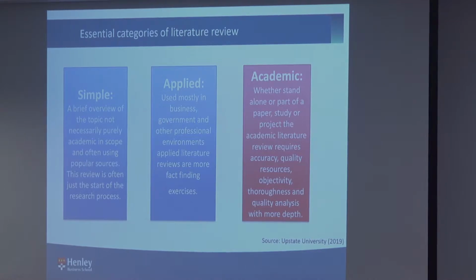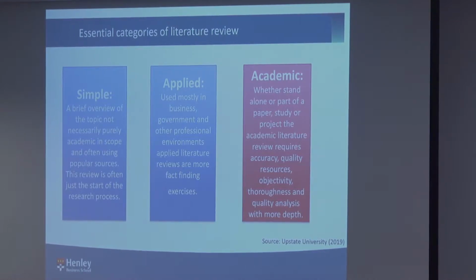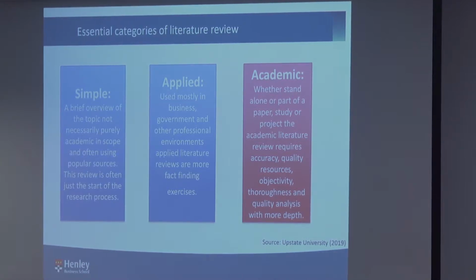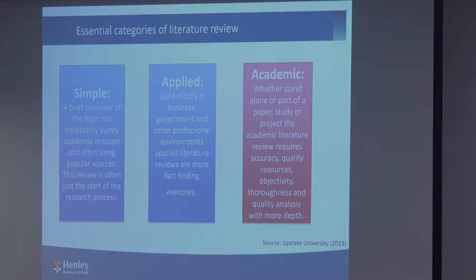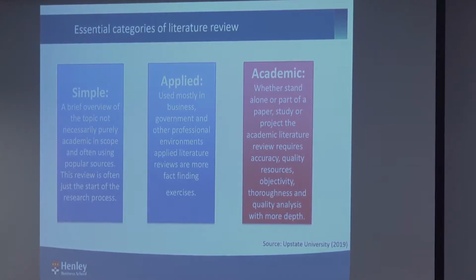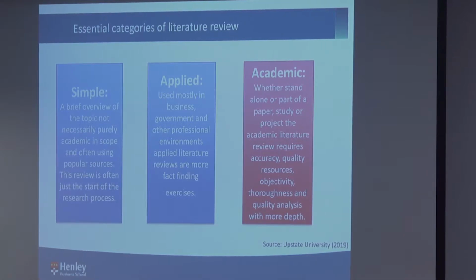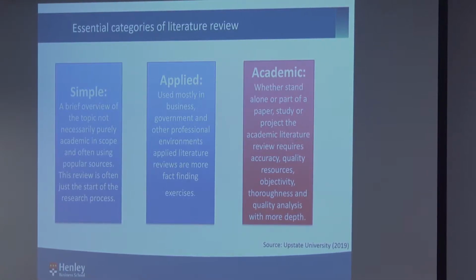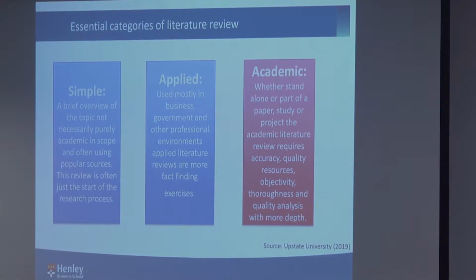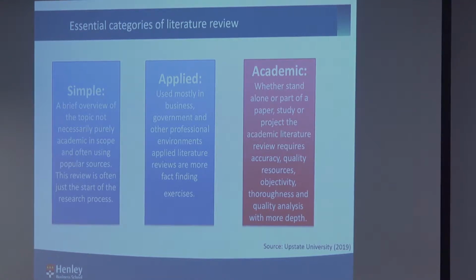When you get to academic research, what we're aiming for, whether it's a standalone or a part of a paper or a study, the academic literature review requires accuracy, quality, resources, objectivity, thoroughness, and quality analysis with more depth. So now you go to good sources and quality sources, and you start interpreting that information. You don't just give it out there.